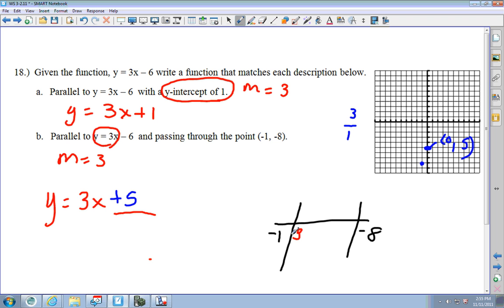Well, let's see if that works in the table. 3 times -1 is -3. What do you have to do to -3? Oh, you know what? I messed up because this is supposed to be -5, isn't it? Silly me, because that's a -5 right there. Okay, so I was going too fast. I missed my negative, so it should be -5. See, because 3 times -1 is -3, and I have to subtract 5 to get to -8.